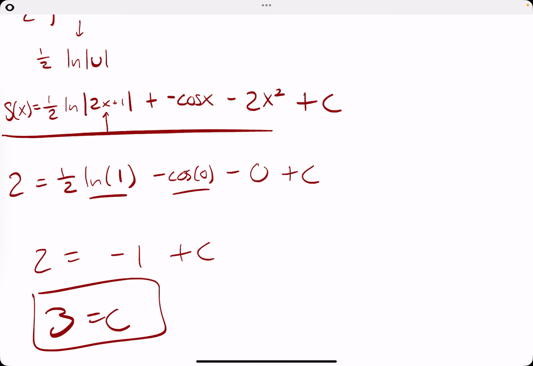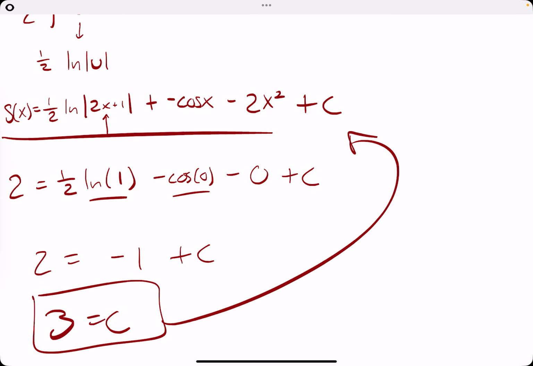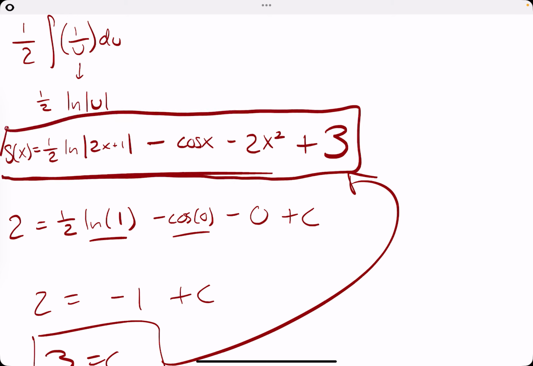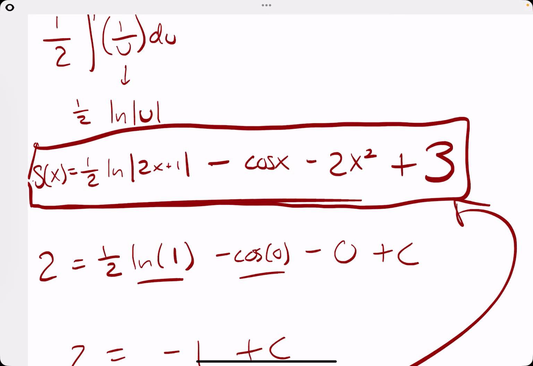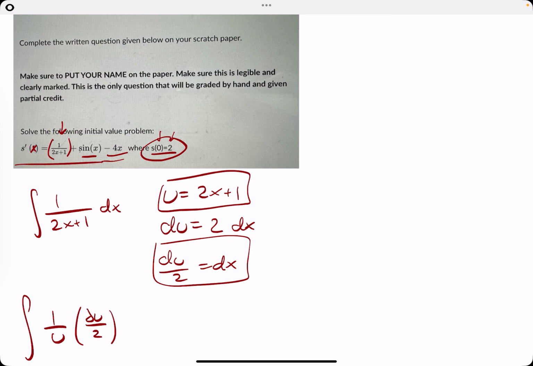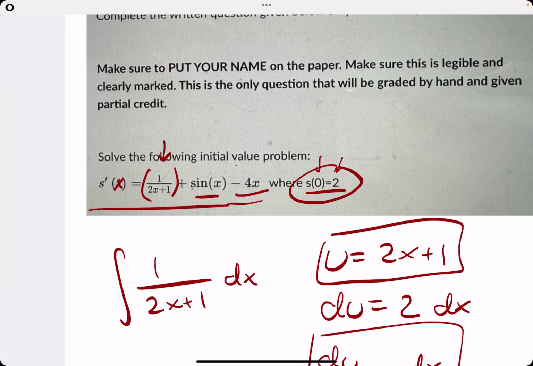Now the only thing left to do is rewrite this function with 3 plugged in place of c. You will keep the absolute value. I'll go ahead and call this just minus cosine. But that right there would be your final result for s of x, for your antiderivative. Okay, so that's what it means to solve the initial value problem.